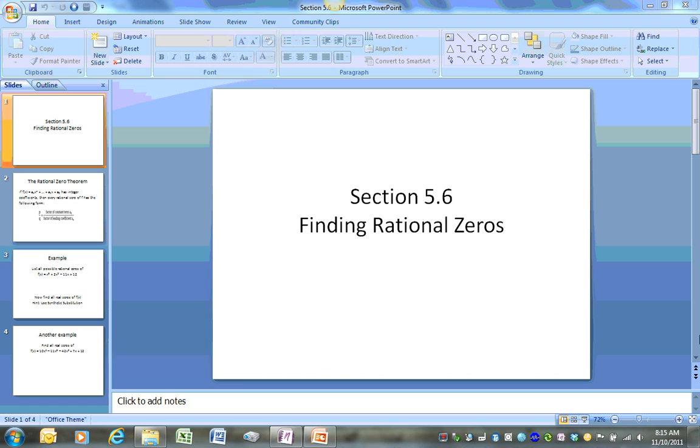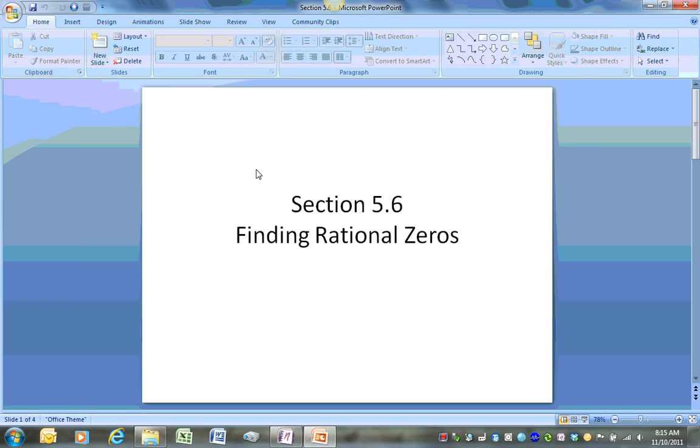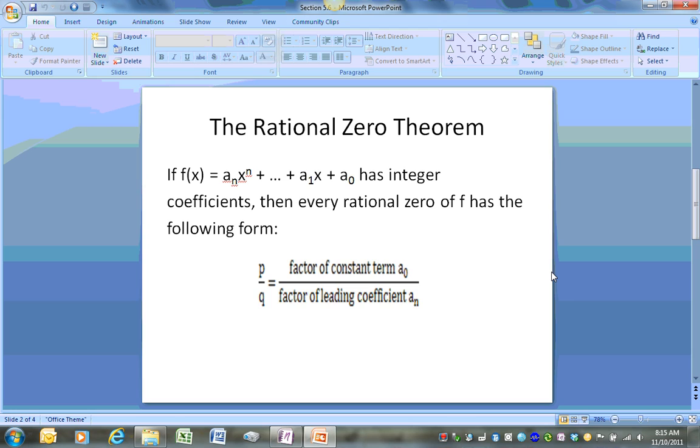Today I'm getting kind of fancy on everyone, using a PowerPoint here. So we'll start with the first slide. The first slide obviously shows the title, section 5.6, finding rational zeros. Let's move on to the next slide, which is the rational zero theorem. Instead of me writing this out, it might be better if I have this typed up so it's easier to read.